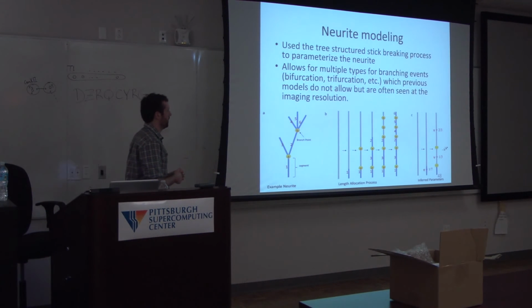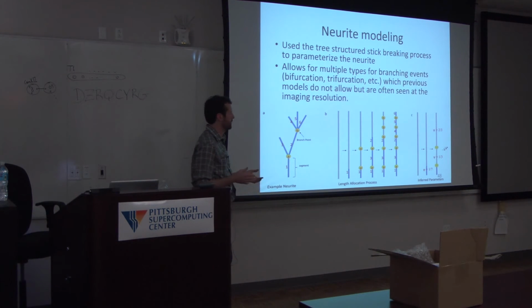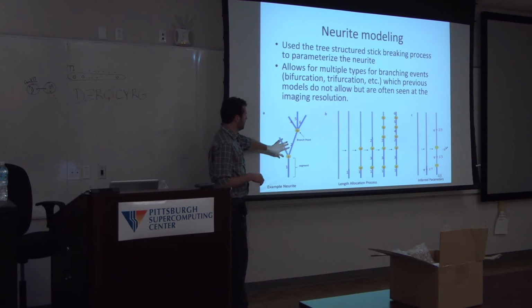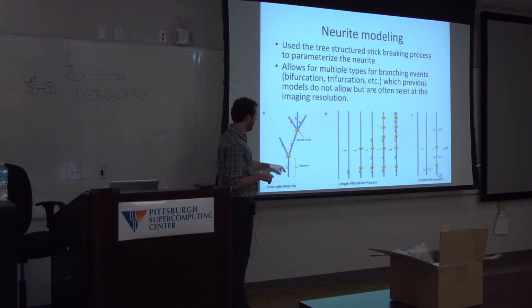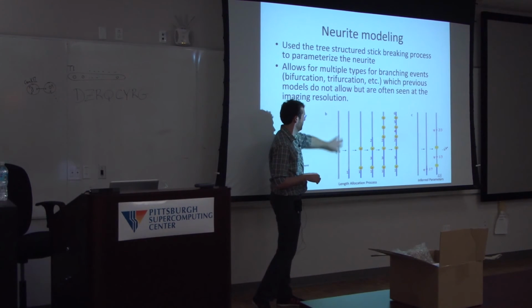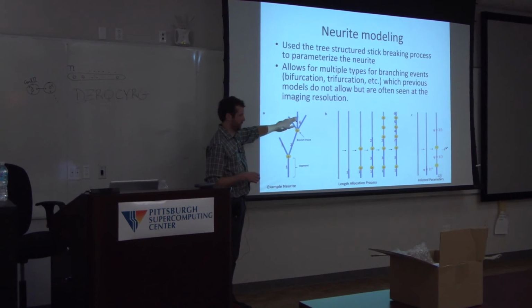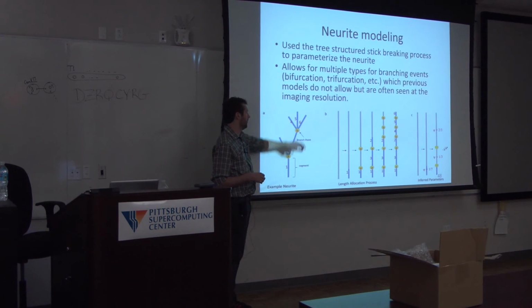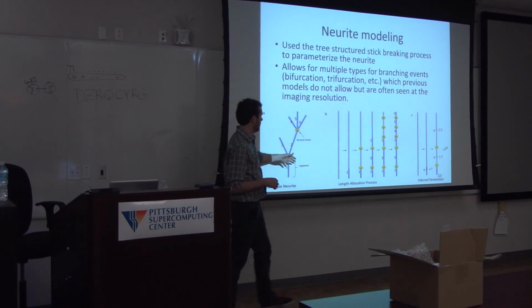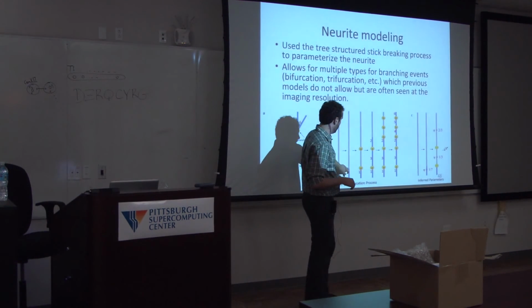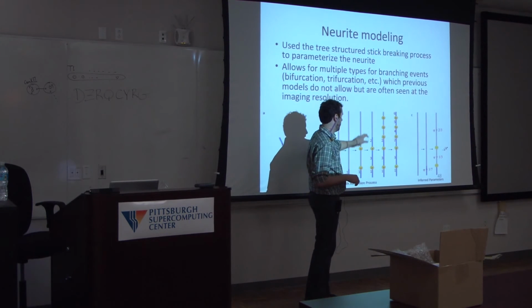Right, so neurite modeling, the way we chose to parameterize a neuron is using this stick breaking process. So you have this neurite here, and it has some sort of total length, which we'll represent in this gray, and then the length is broken up by branching points, right? So it has six segments, 1, 2, 3, 4, 5, 6, right? And we can lay them along our unit length here and label the branching points.